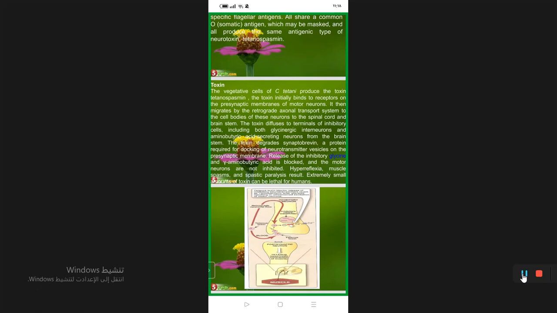So the cells remain contracted, and hyperreflexia and spastic paralysis develop. An extremely small amount of toxin can be lethal to humans.